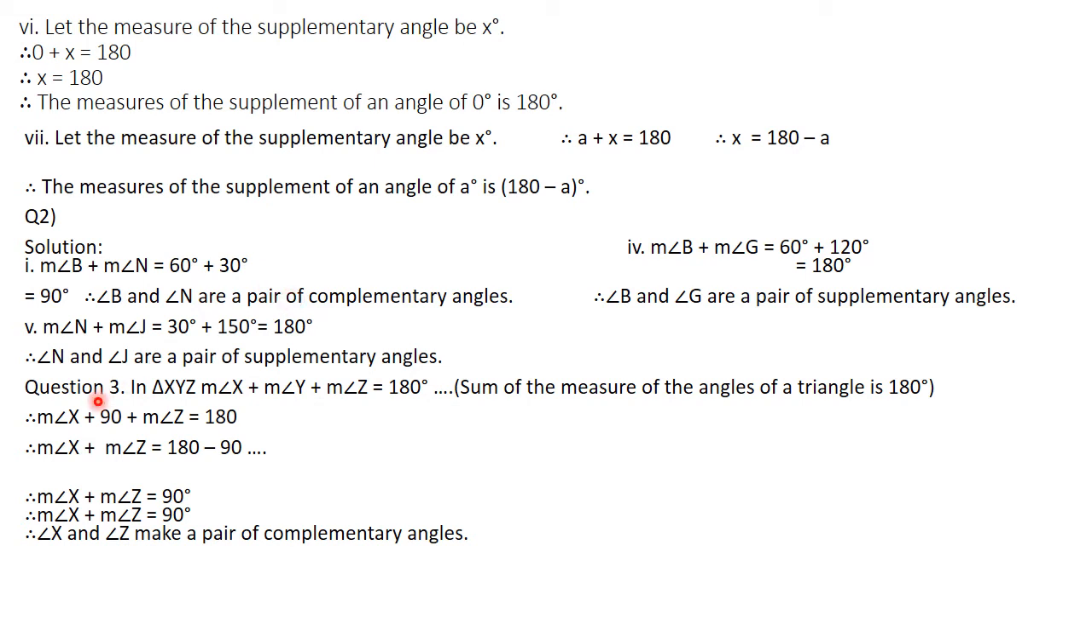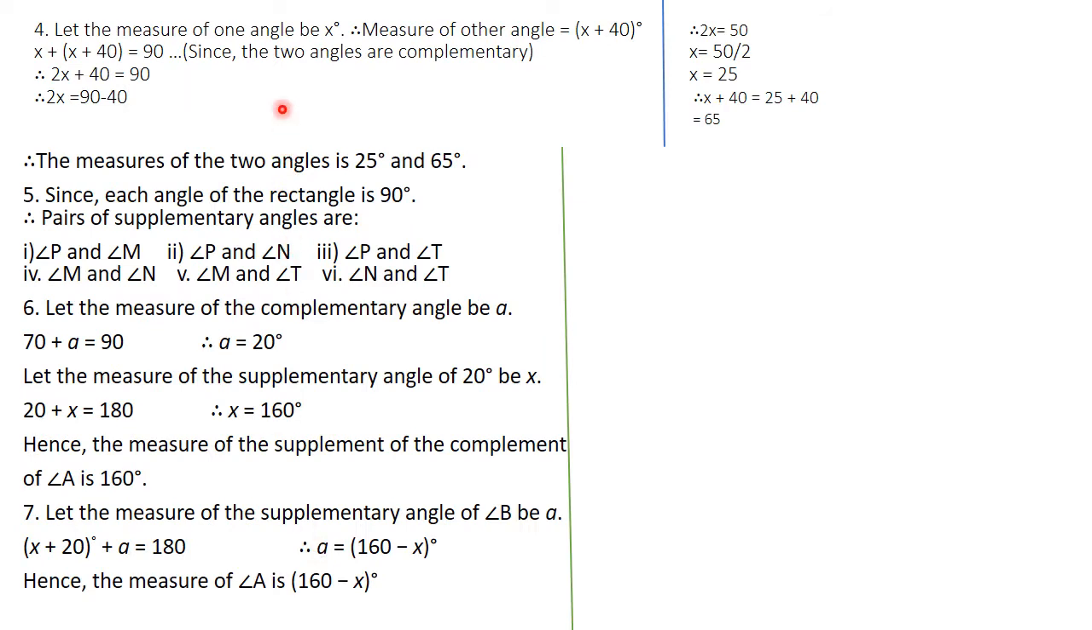Now next is question number 3. It is given that angle Y is 90 degrees in triangle XYZ. What kind of pair do X and Z make? What is the property of the measures of the angles of a triangle? It is 180 degrees. So you will write measure of angle X plus Y plus Z is equal to 180 degrees. What X is, you don't know; Y you know; Z you don't know. Equal to 180. So 90 shift this side. So 180 minus 90 comes 90. So the sum of these two makes 90. So it is a pair of complementary angles.